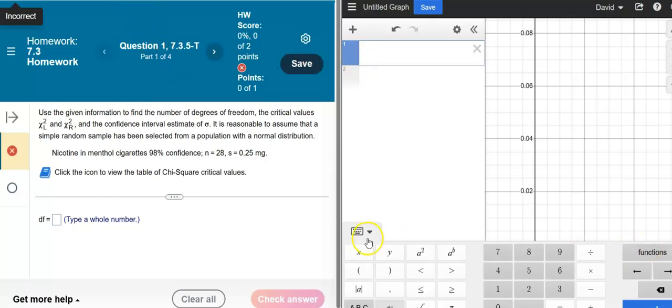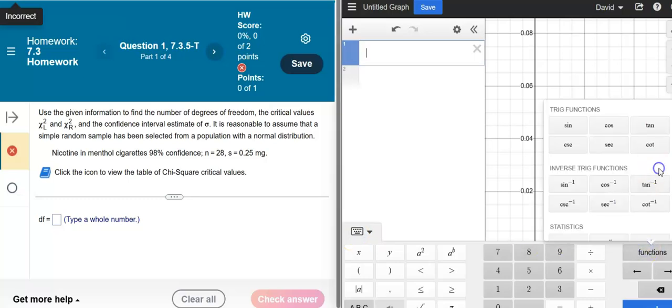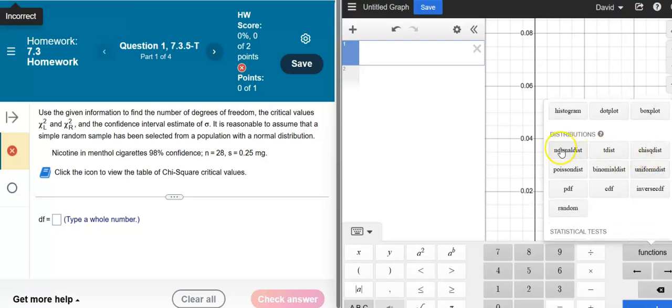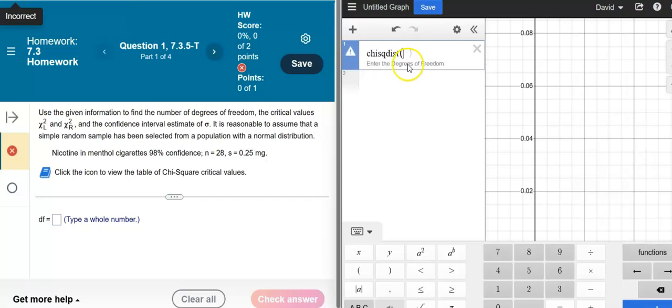So if you go to your keypad down here and then click on functions, you'll be able to scroll down until you get to distributions. So there's z, the normal distribution, there's t, and now here's chi-square. If you click chi-square, the first thing it wants is degrees of freedom. And just like in the t distribution, it's going to be one less than your sample size. So my sample size here is 28.